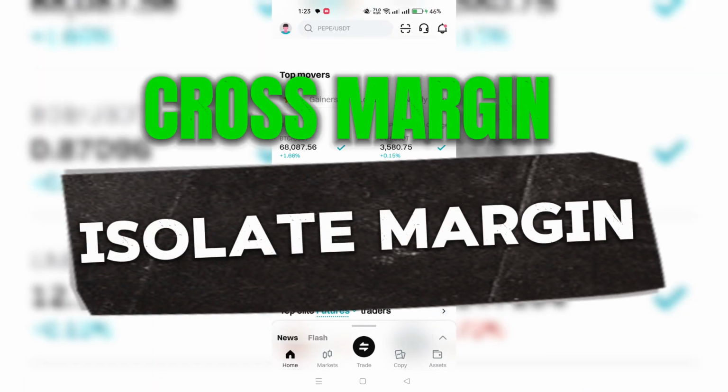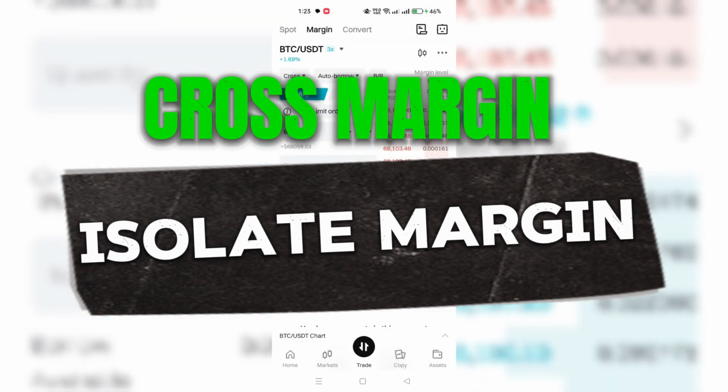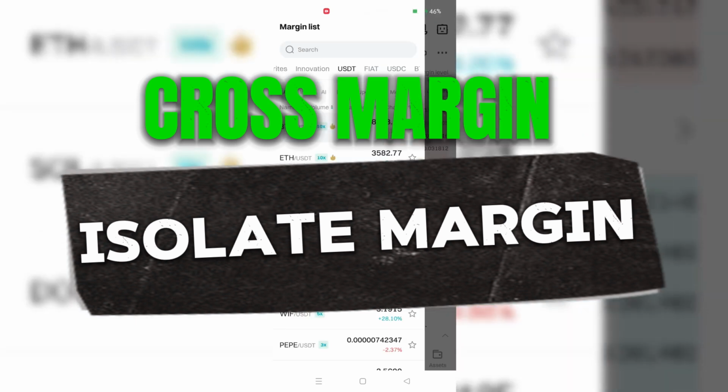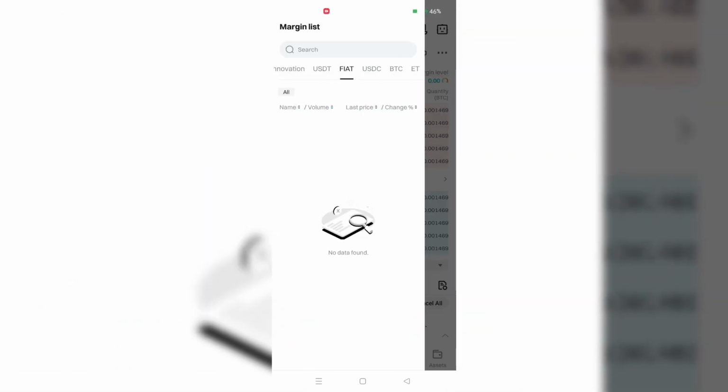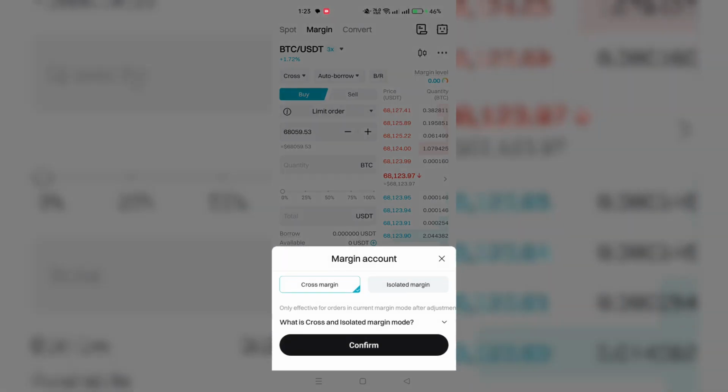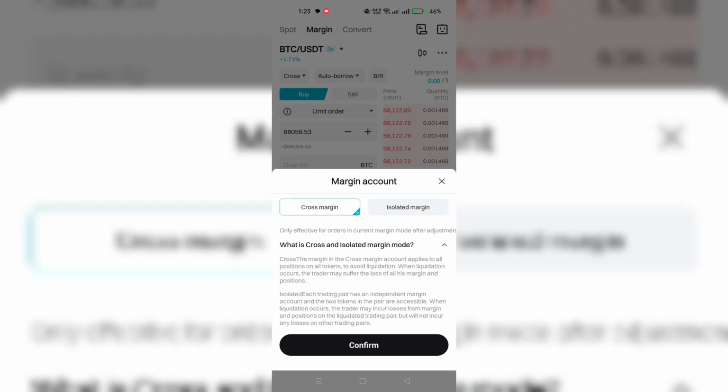Cross-margin versus isolated margin. Understanding margin mechanics on Bitget. In the realm of margin trading, Bitget offers two distinct mechanics, cross-margin and isolated margin. Each presents its own advantages and considerations, catering to different trading strategies and risk appetites. Let's dive into the specifics of each.